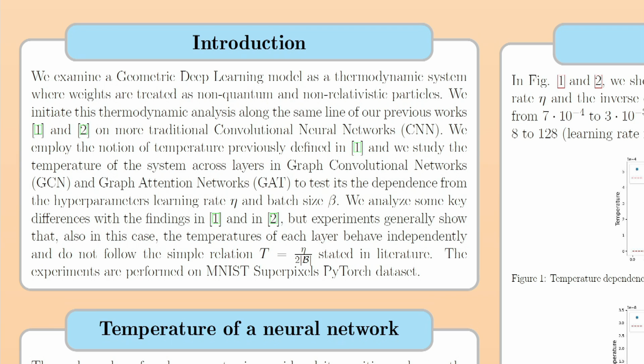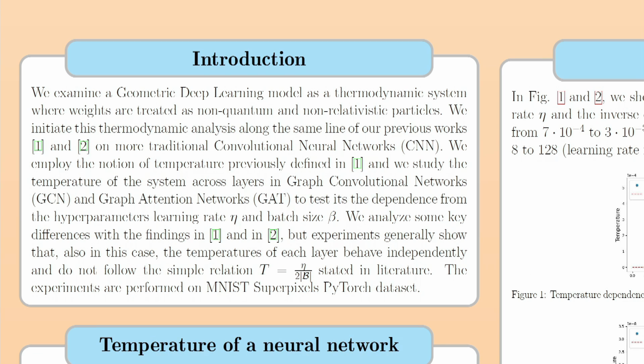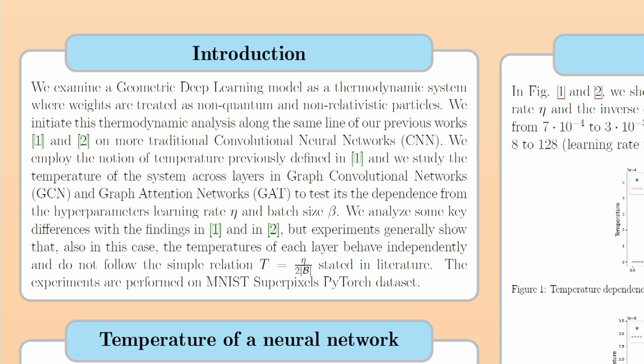So in this work, which is quite introductory, we try to apply to graph neural network architectures a reasoning we had done before in another article about convolutional neural networks. In particular, we tried to introduce a thermodynamic analogy, treating the parameters, the weights of the neural network, as non-quantum and non-relativistic particles.